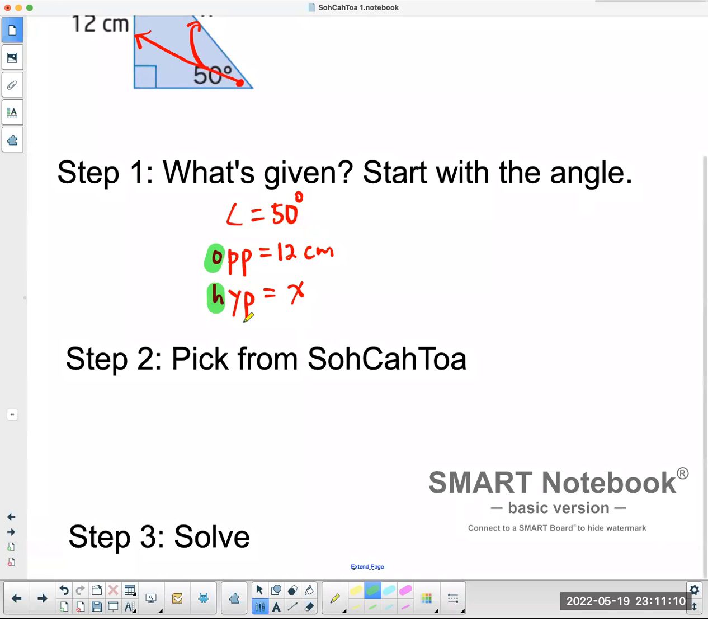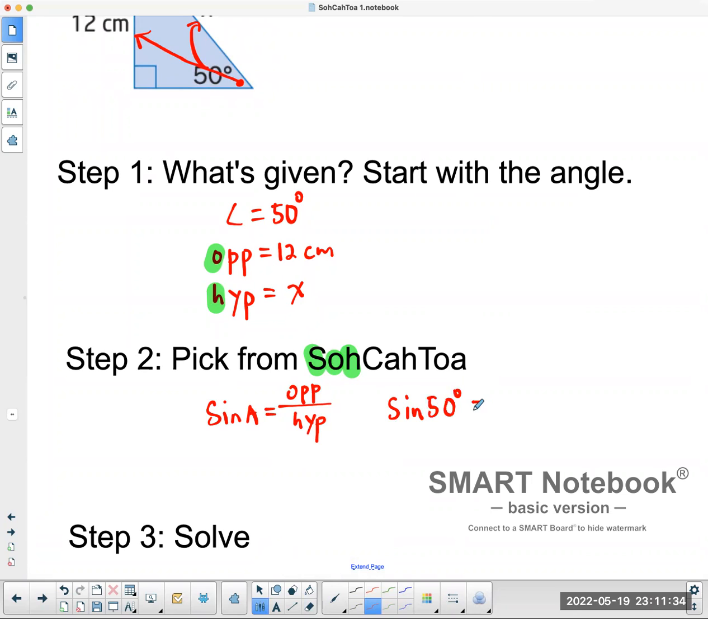Okay, now that I have everything written down, I need to decide, what do I pick? Do I pick SoH, CaH, or TOA? Now, in this case, I have O and H. Which one of the 3 has O and H? O and H. So it must be SoH. What is SoH? SoH stands for sine of the angle is equal to the opposite side divided by the hypotenuse side. So sine of the angle, 50 degrees, is equal to the opposite side, 12 centimeters, divided by the hypotenuse, x. That's your second step.